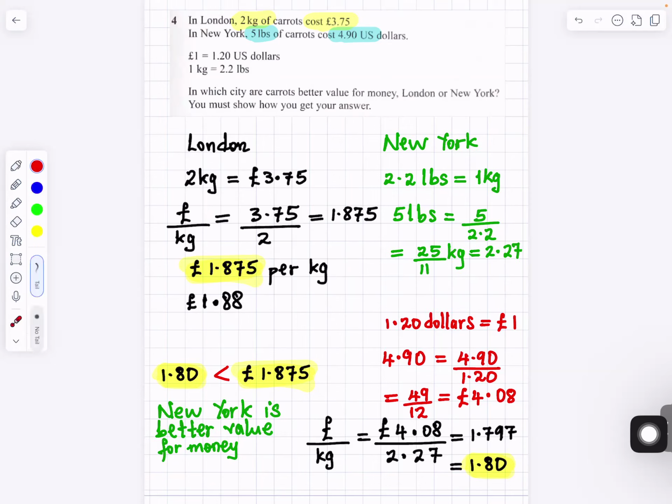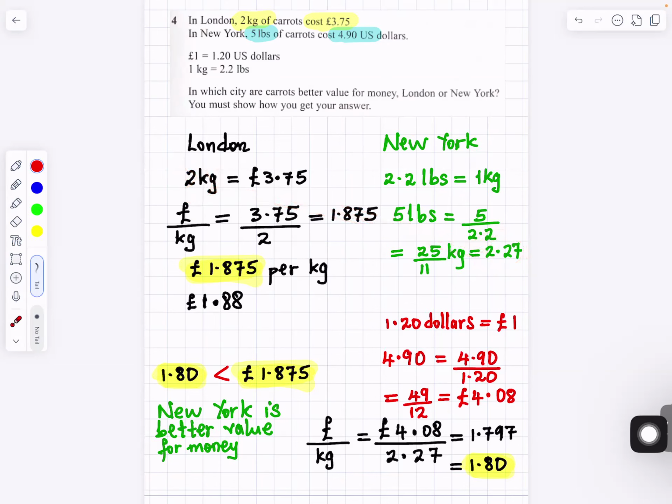I put New York in green. We want to change the pounds weight first to kilograms. 2.2 pounds, which is given in the question, is 1 kilogram. So what will 5 pounds be? It will be 5 divided by 2.2. That gives us 2.27 kilograms. So we change New York to kilograms because we want kilograms in New York and kilograms in London. So we are comparing like for like.